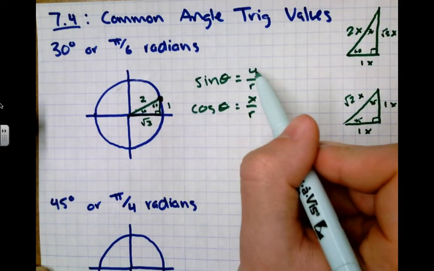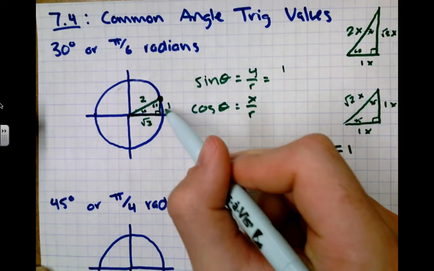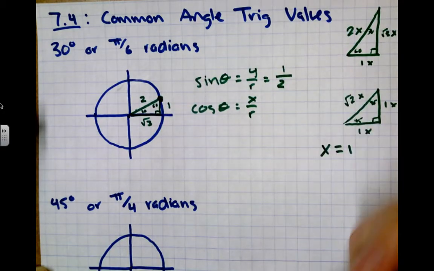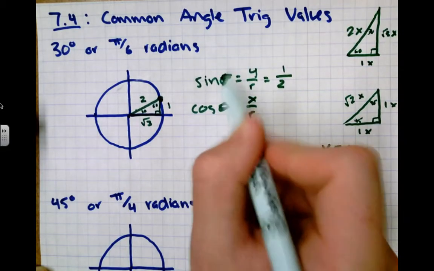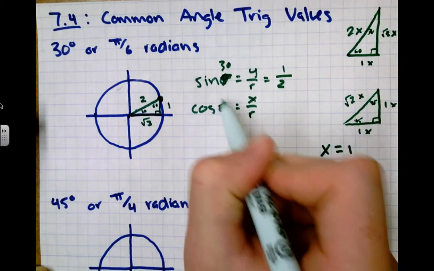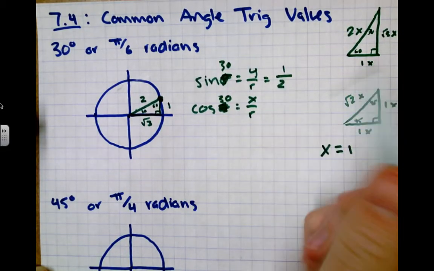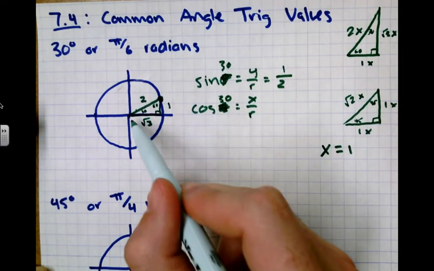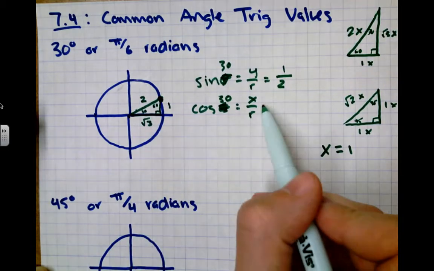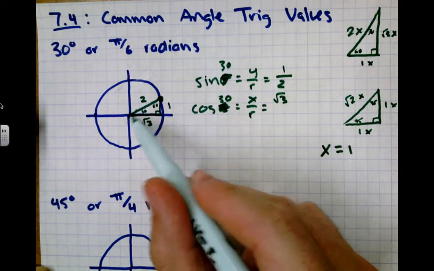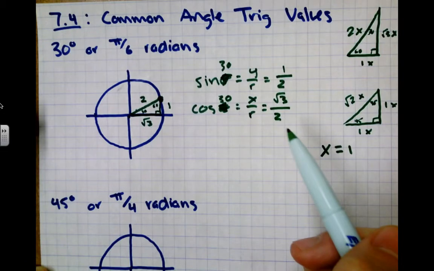So going through and looking at this, our y value here is 1, and our hypotenuse, or our radius, is 2. So that means sine of 30 is equal to 1/2. Now cosine of 30 should be our x term, which would be root 3 over our hypotenuse, which is 2.